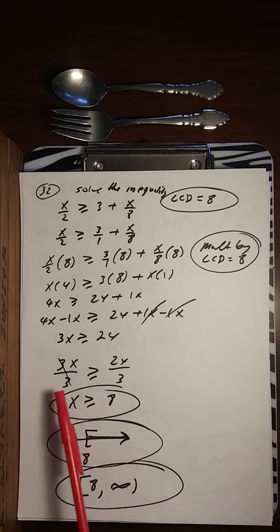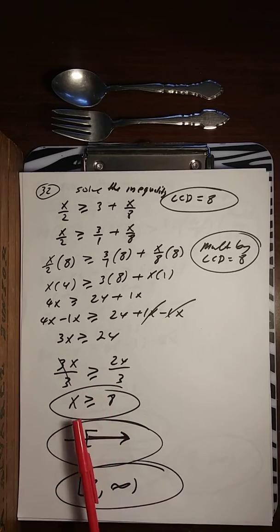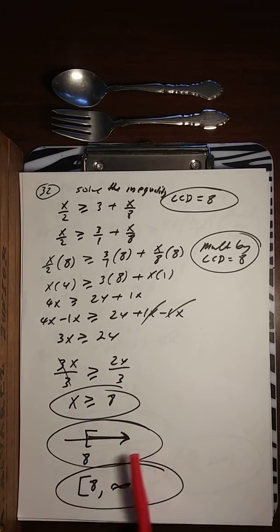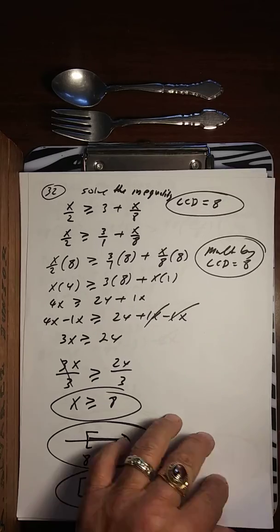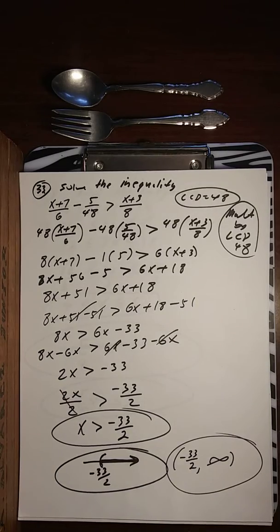Divide by 3, a regular 3. Nothing's going to happen. The inequality stays the same. So x is bigger than or equal to 8, including the 8.